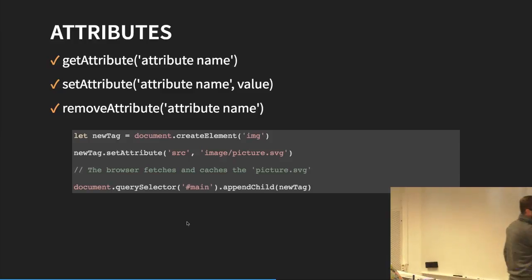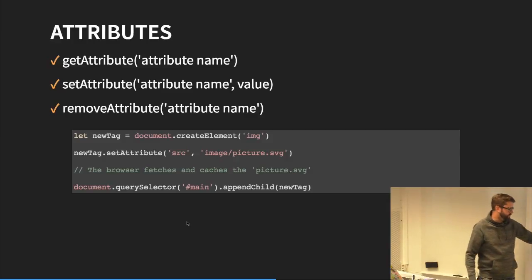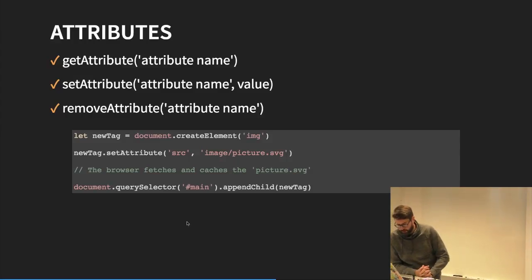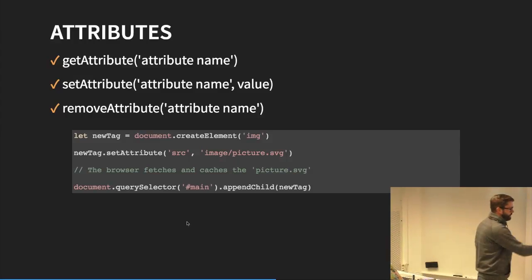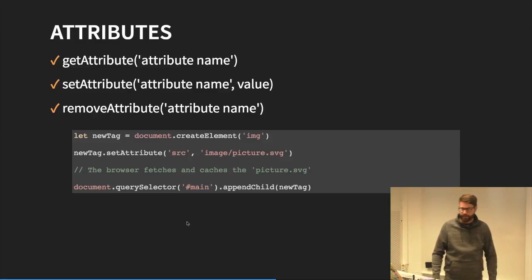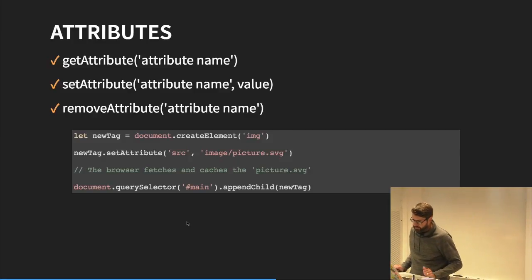So this picture.svg is not there from the beginning, but as soon as this code returns, it will be fetched over the network. There are shorthands. Microsoft did a shorthand that you could write, in this case, new tag.src equals, without using the set attribute. However, there are problems with that one.